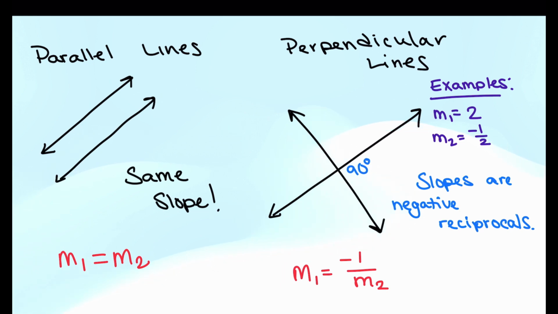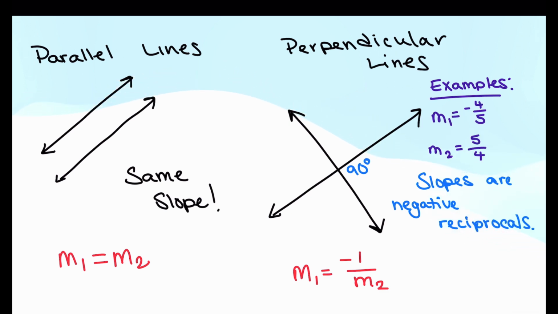So for example, if the slope of our first line is 2, that's the same as 2 over 1. So we can take that slope and we flip it. It becomes 1 over 2. That's the reciprocal part. And then we make it negative. We change the sign. So 2 over 1 and negative 1 over 2 are negative reciprocals. That could be slopes of two perpendicular lines.